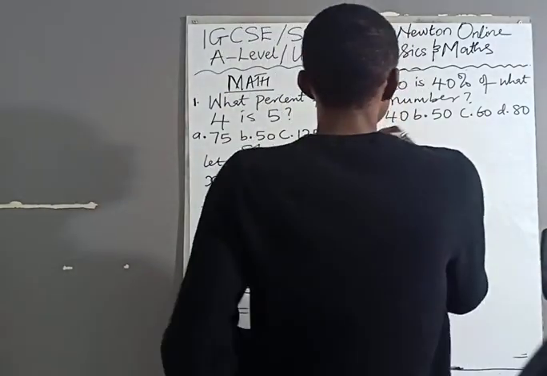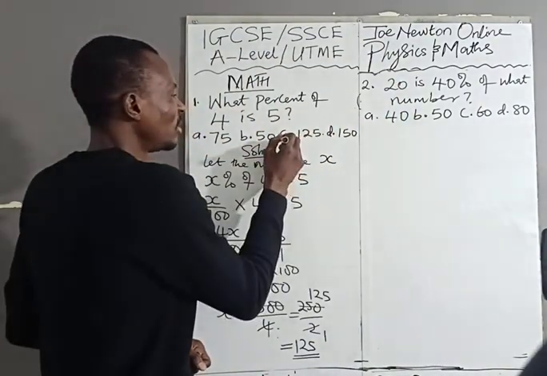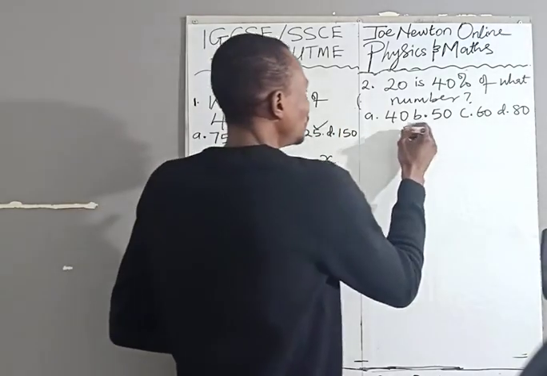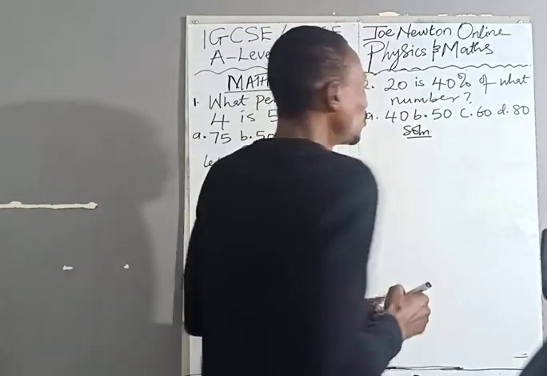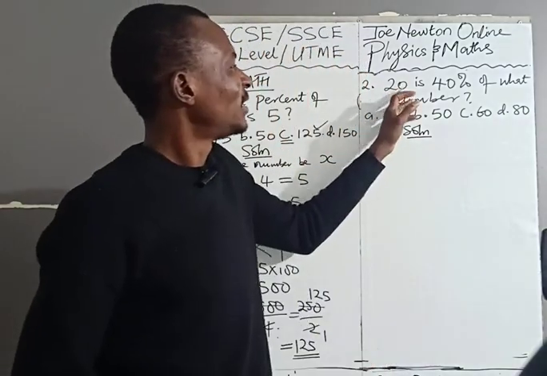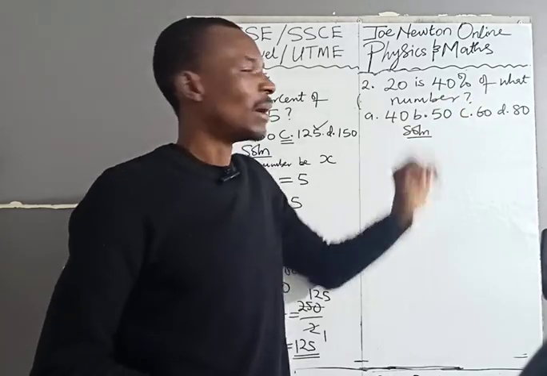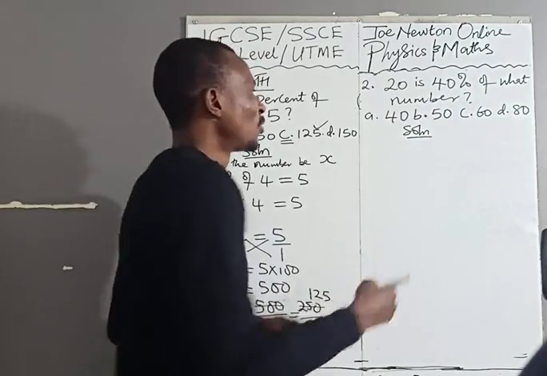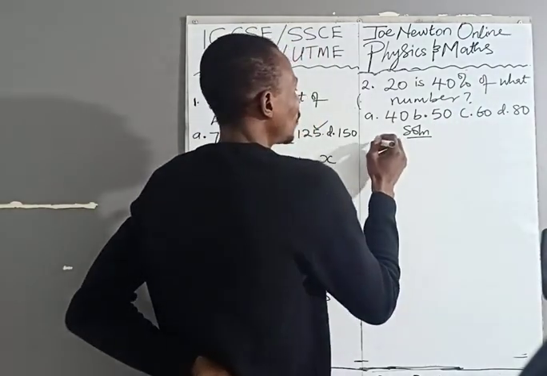Then we come to number 2 question. So our answer to number 1 question is option C. This is our answer. Then go to number 2. Number 2 says, 20 is 40% of what number? You look at the question, how it is different from this. So which means you interpret it.